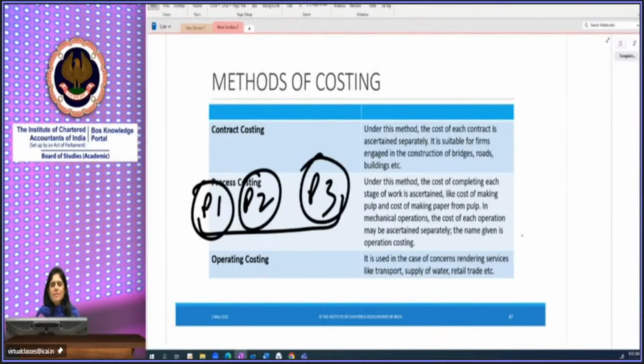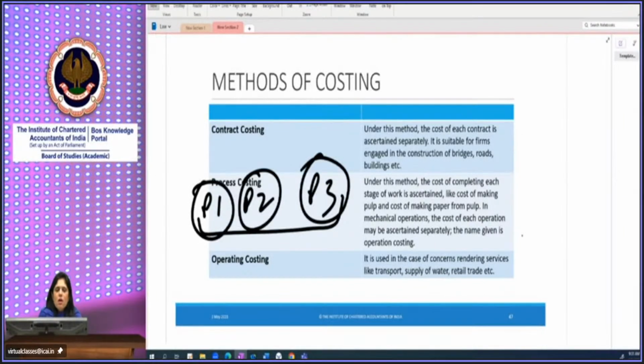You will understand. See, every method of costing is a module for you. There's a module under process costing. There will be a module on contract costing, operating costing, job costing. Every method of costing is a separate module, a unit you will be learning in your subsequent modules.